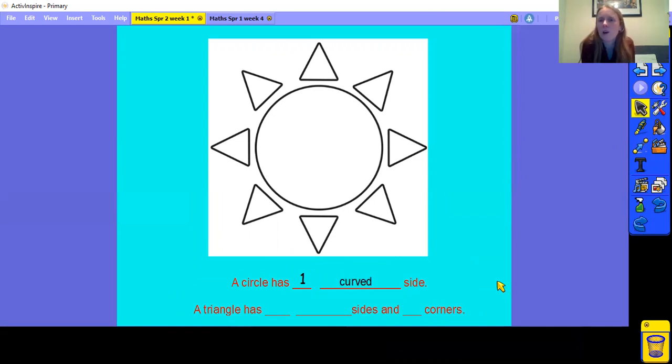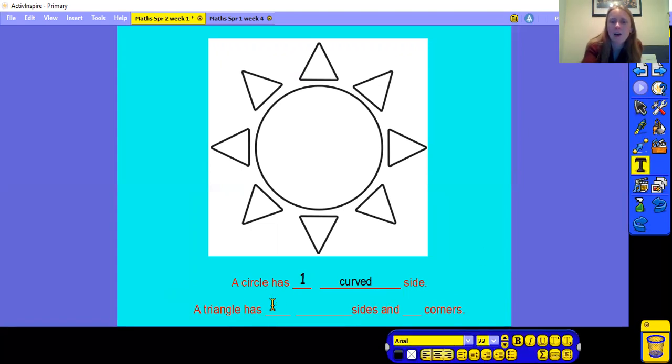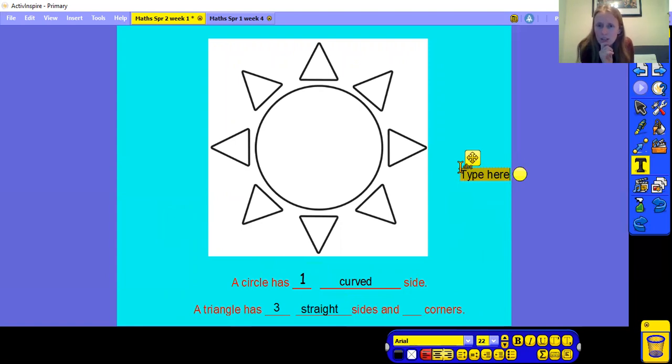What about a triangle? Pause the video and think about the type of side that a triangle has. How many corners does it have too? Okay, let's see if you got it right. So a triangle has 3 sides. Well done, it does. It has 3 sides. What kind of sides are they? Are they curved like the circle? No. Our triangle has straight sides. 3 straight sides. And how many corners? That's right. It has 3 corners.